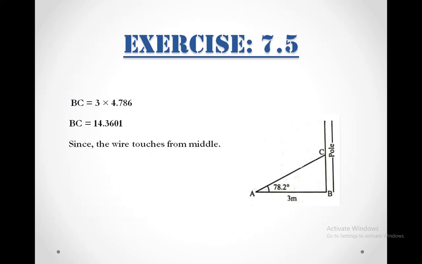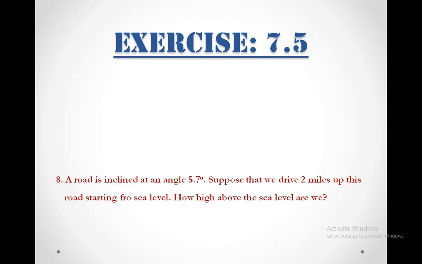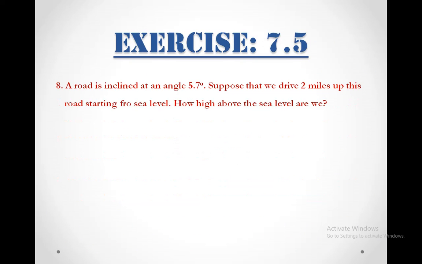Since the wire touches from the middle, to calculate the total height of the pole we need to take twice of this. So we multiply our answer 14.3601 by 2. We have 28.72 meters as the height of the pole. Hope you understand. The next question in the exercise: our road is inclined at an angle of 5.7 degrees.